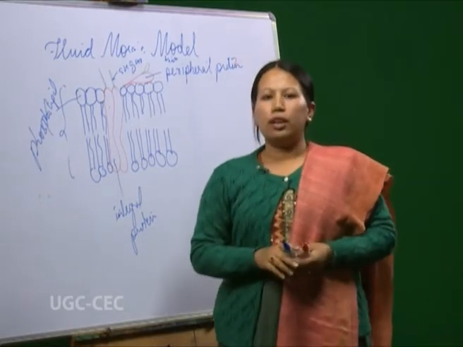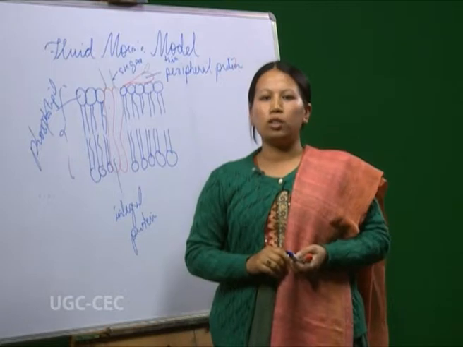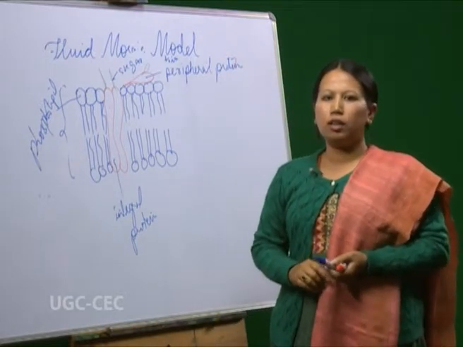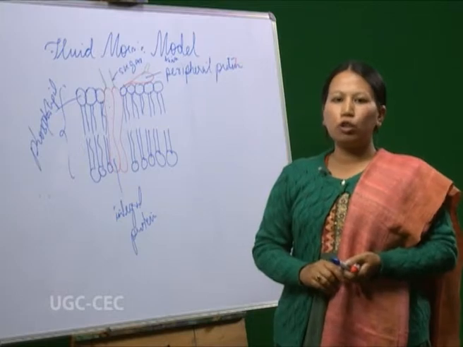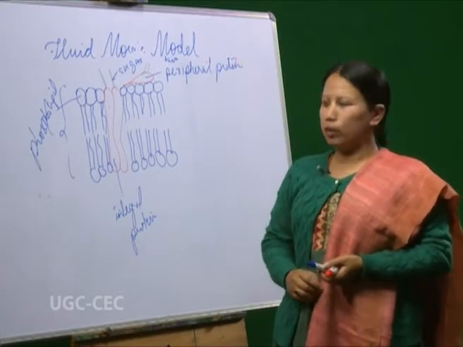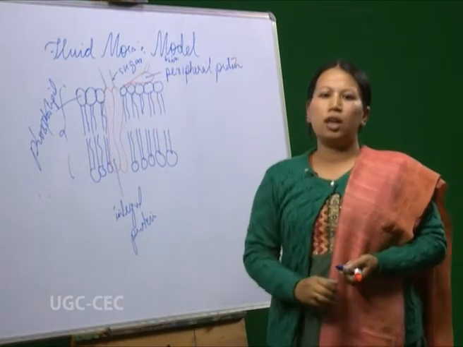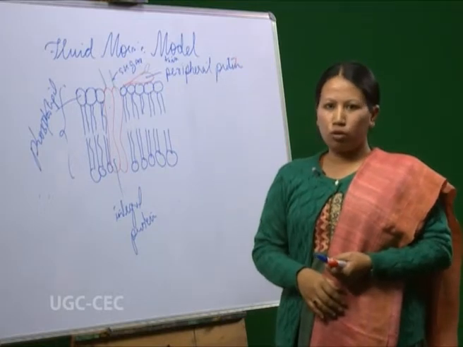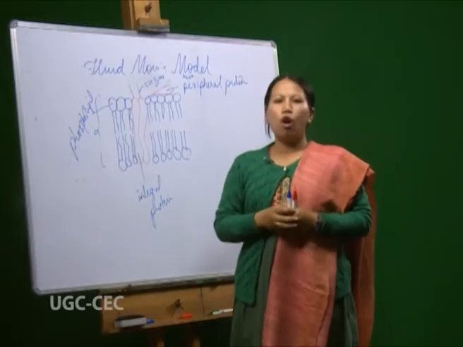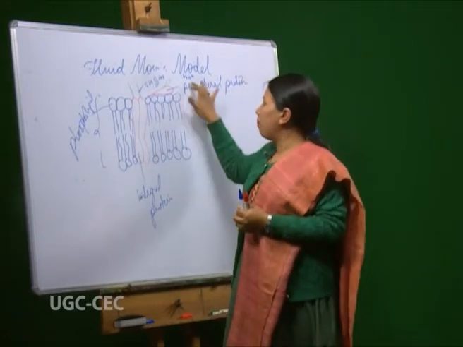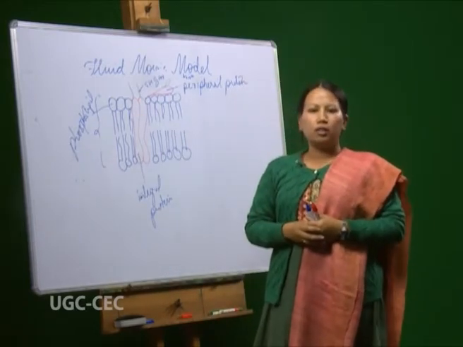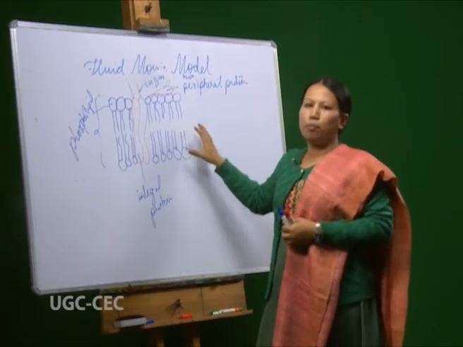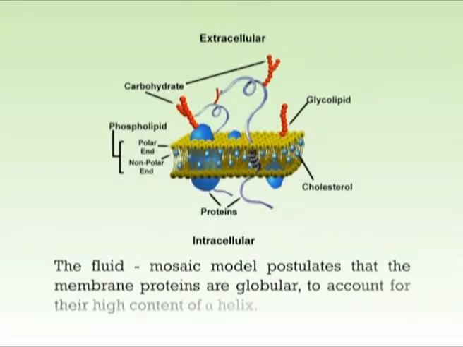According to this model, the cell membranes have been visualized as mosaics of lipids and protein. This model postulated that the phospholipids of the membrane are arranged in a bilayer in which the peripheral and the integral proteins are embedded to form a fluid liquid crystalline matrix or core. The model is often likened to an iceberg, that is, the membrane protein floating in a sea of predominantly phospholipid molecules. The fluid mosaic model postulates that membrane proteins are globular to account for their high content of alpha helix.